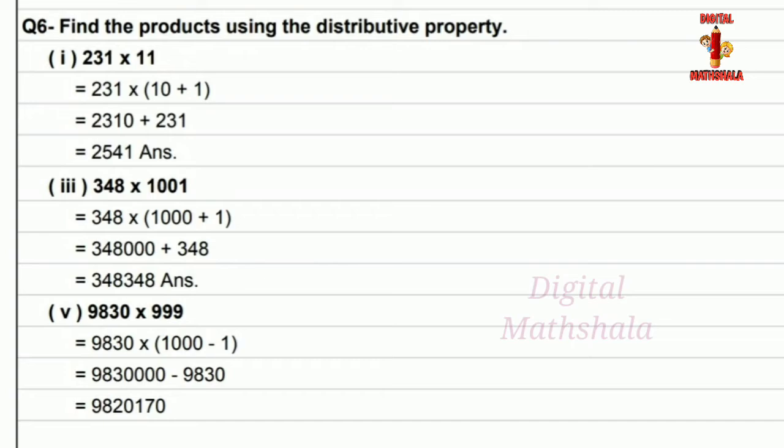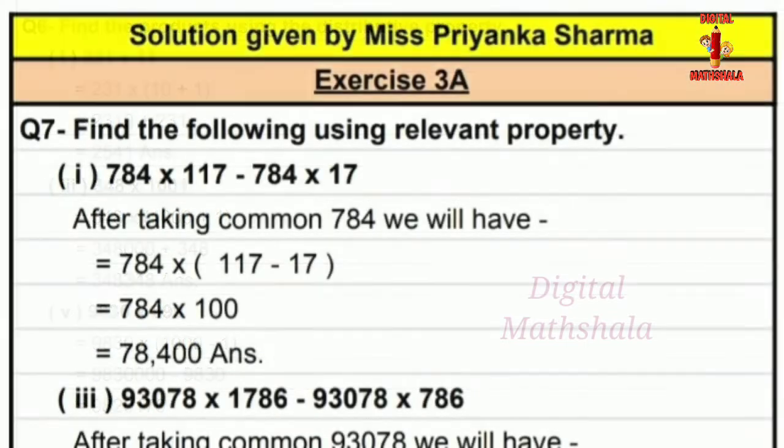These questions are very easy to do. I hope you understand. Now we are moving to the next question, question number 7. In question number 7, find the following using the relevant property. So here in the first part, 784 multiply 117 minus 784 multiply 17 is given.